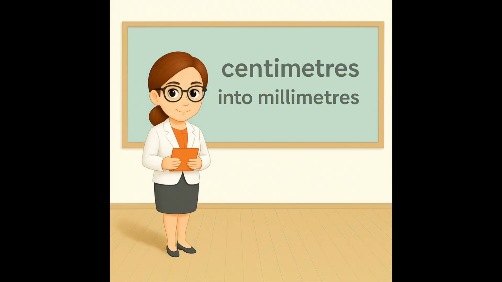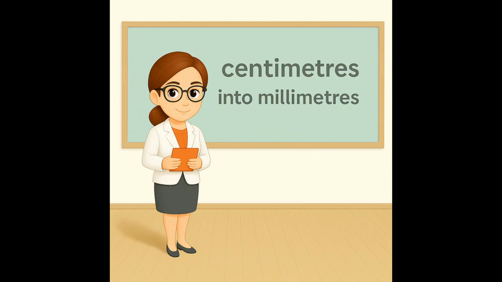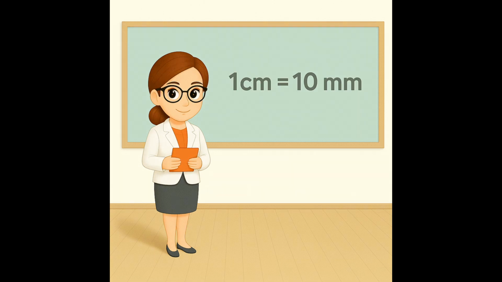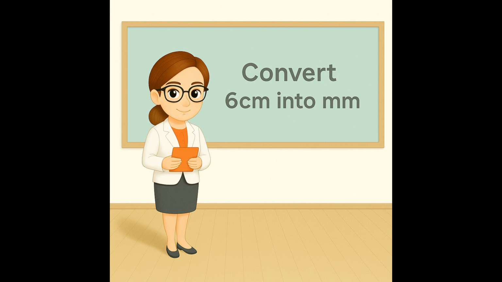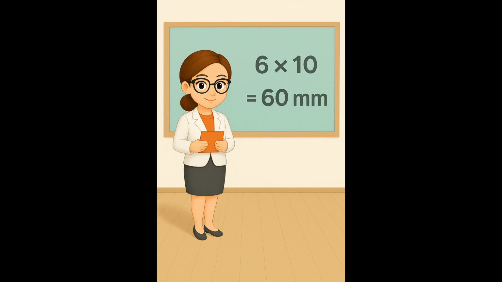The second unit, centimeters into millimeters. 1 centimeter is equal to 10 millimeter. To convert centimeter into millimeters, we need to multiply by 10. You know 1 centimeter is equal to 10 millimeters. So to convert 6 centimeter into millimeters, we will multiply 6 multiply by 10, which is equal to 60 millimeters.